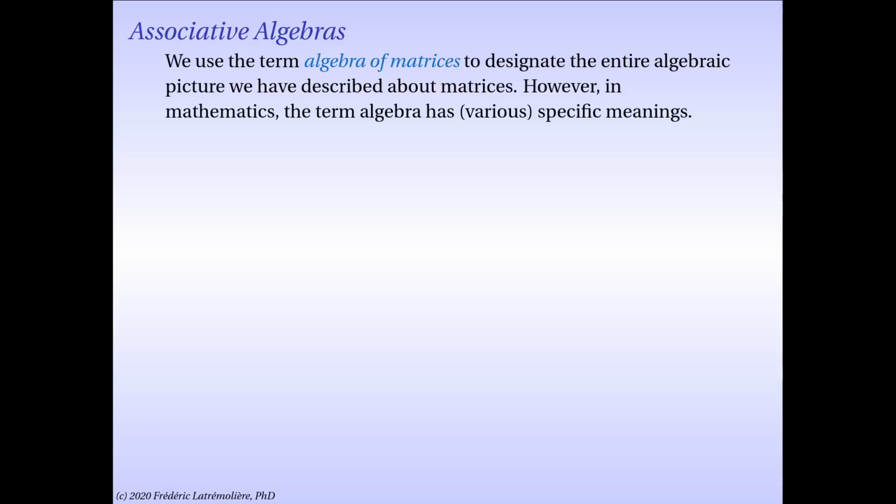The property we have proven about the multiplication of matrices and its relations with the vectorial operations on matrices can be used to talk about an algebraic structure. Now, we use the term algebra of matrices in these lectures to designate the entire algebraic picture we have described about matrices. However, in mathematics, the term algebra has various specific meanings. By default, we understand the term algebra to mean associative algebra.